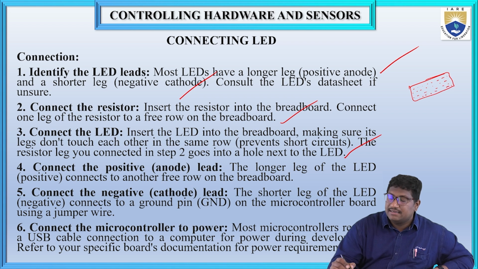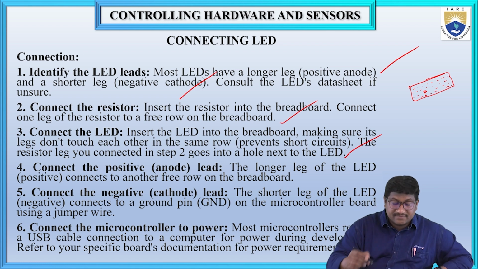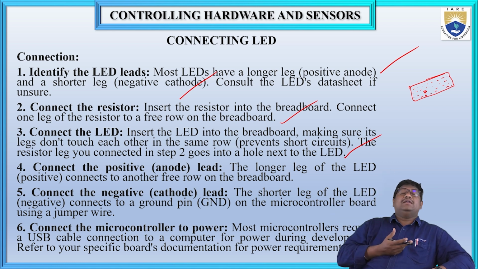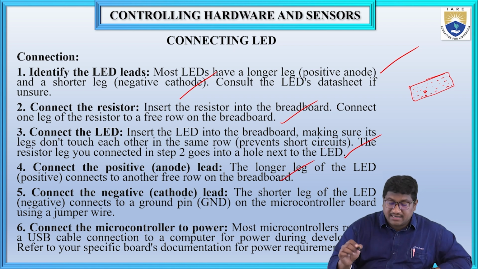Now, if I place an LED, if I keep one leg here, I have to place the other leg here. We need to make sure no two legs are placed in the same row. If these are connected, then automatically the components will be destroyed. And now, how to connect the positive anode, the positive lead. The longer lead is the positive anode, as I told you initially, and the shorter lead will be the negative cathode, and this has to be connected to a free row on the breadboard.